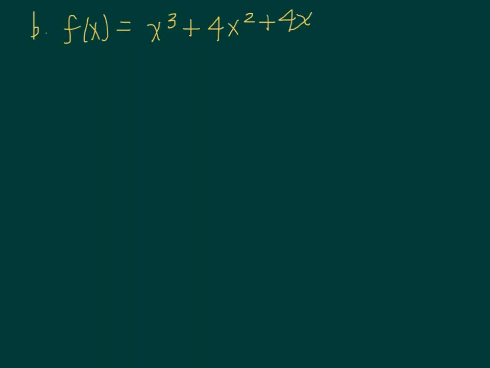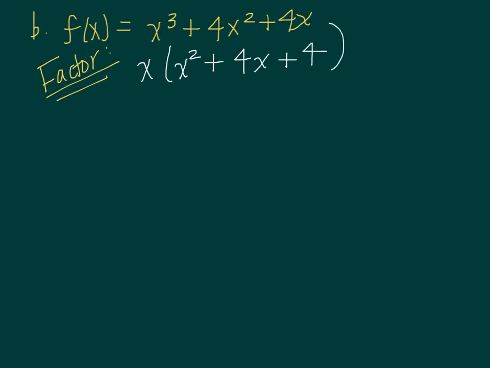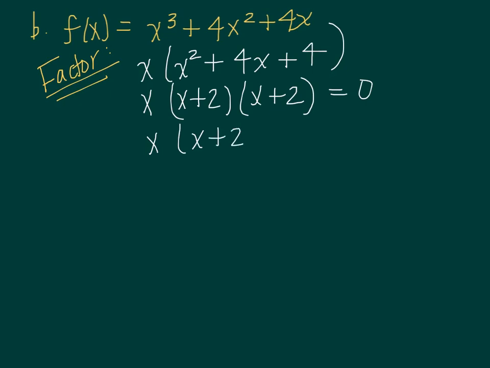Okay, example B is not in factor form, so we have to actually factor it first before we can do anything. So I notice that all of these have an x in common, so I'm going to take out an x. And then I'll find two numbers that multiply to give you 4, that add to give you 4. So that's 2 and 2. And I'm going to write it as x plus 2 squared.